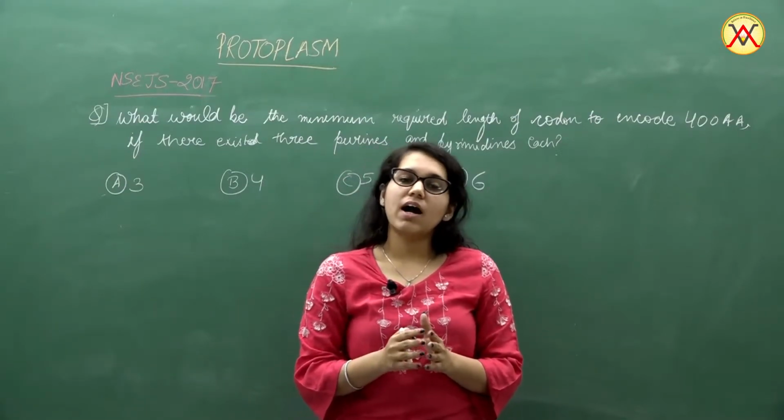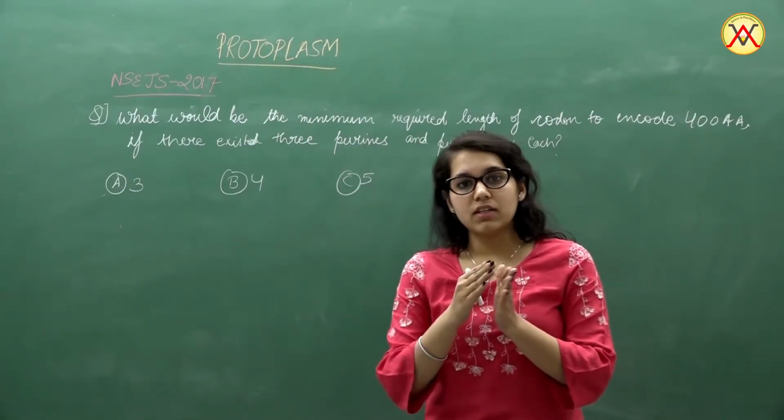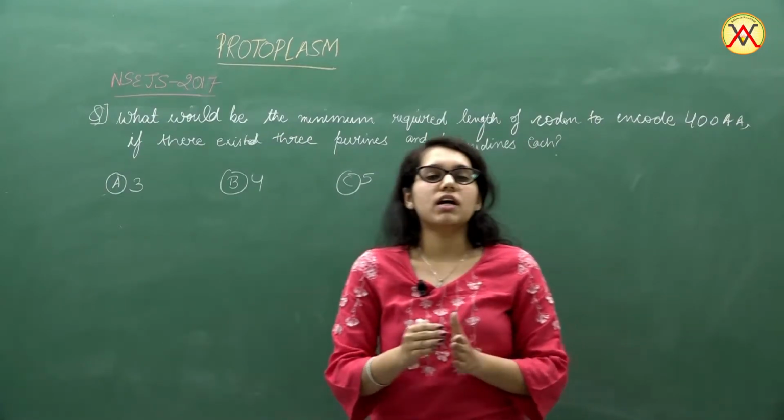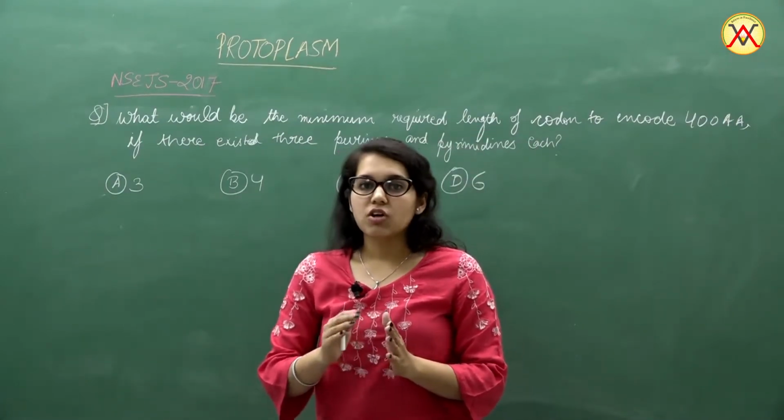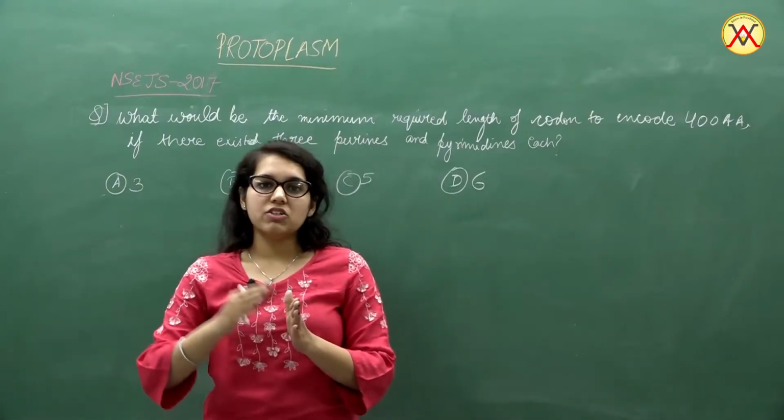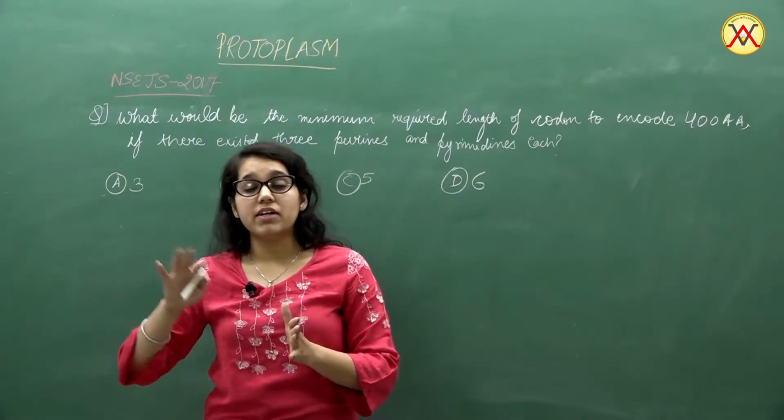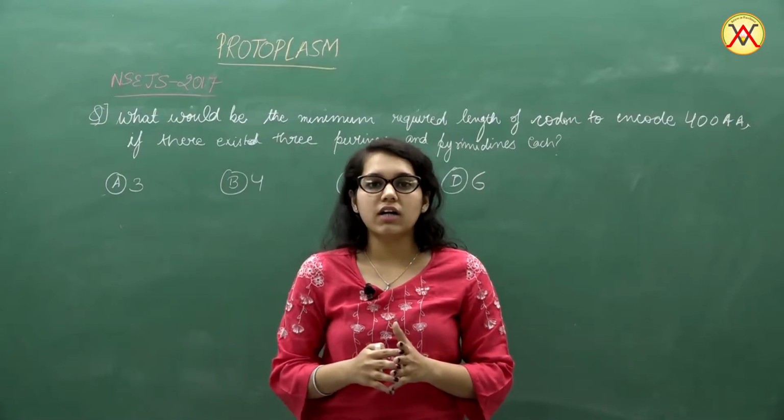So with respect to that, we have to identify what will be the length of the codon so that it can code for 400 amino acids. If we try to calculate it by putting each and every nitrogen base, it will be a very tedious task because it will take a long time to calculate.